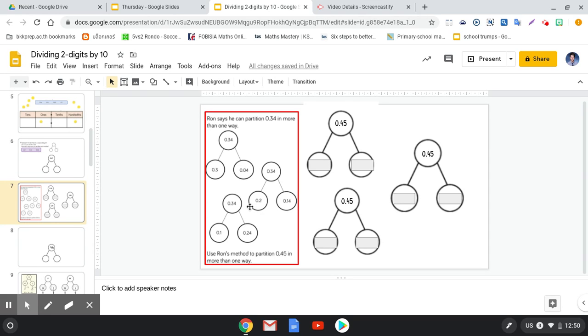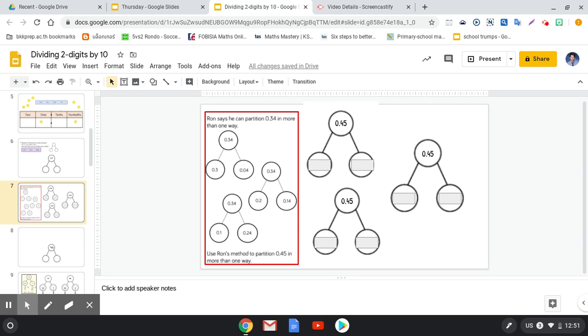And his final example, he's now taken away another tenth from his tenths part in order to make an exchange. So he's exchanged 2/10 for 20 hundredths, but it still makes the same amount. So 0.1 and 0.24 would come together to make 0.34.